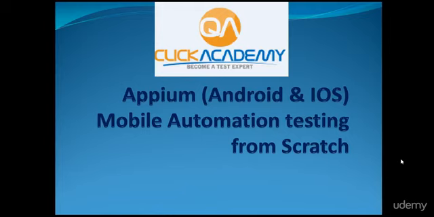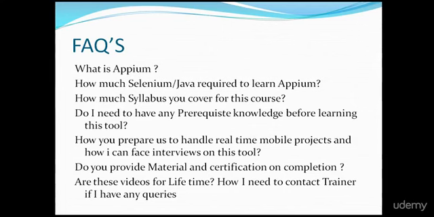Before we start with this course, let's understand a few basic queries which everyone has before you purchase this. So let me give an overview. What is Appium? It's a mobile automation testing tool to test Android and iOS apps. It's not only used for native apps but also hybrid apps which involve a web view. So that's a single basic line you can say about Appium. It's a mobile automation tool.